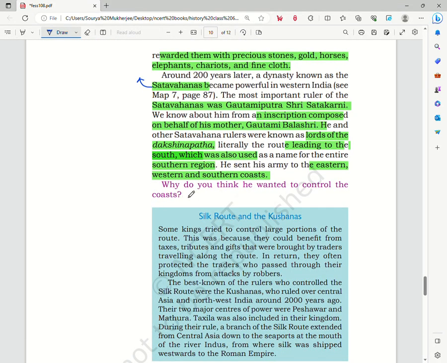And let's see, why do you think he wanted to control the coast? So we see that Gautamiputra and the Satavahanas wanted to control the coast because obviously for trade. Now the southern coast was quite important for trading activities. A lot of wealth came from the coastal cities and ports. So naturally, whoever controls these port cities would be quite rich and powerful. So the Satavahanas tried to control the ports.